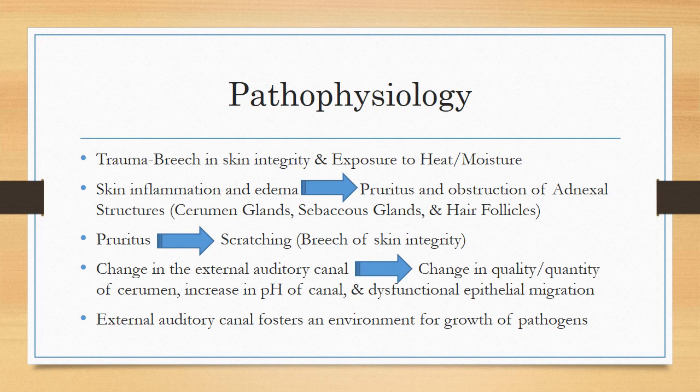Once you have that change in the external auditory canal, that leads to a change in the quality and quantity of cerumen, increase in the pH of the ear canal, and dysfunctional epithelial migration. All of these conditions foster an environment for growth of pathogens, and then that's when the condition subsequently develops.